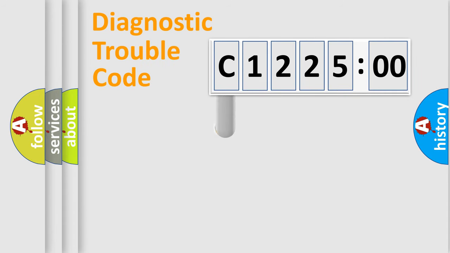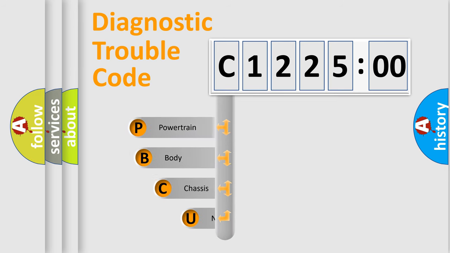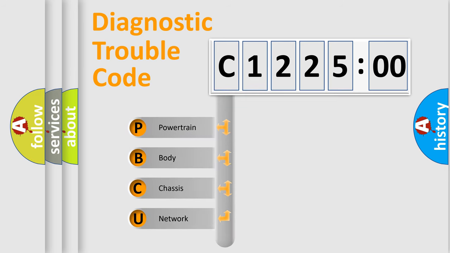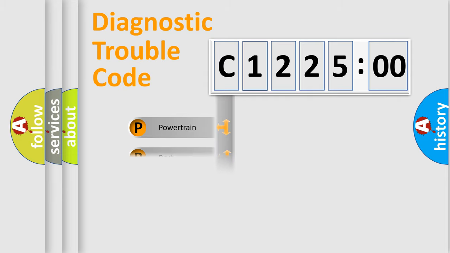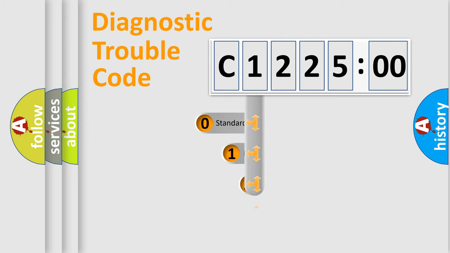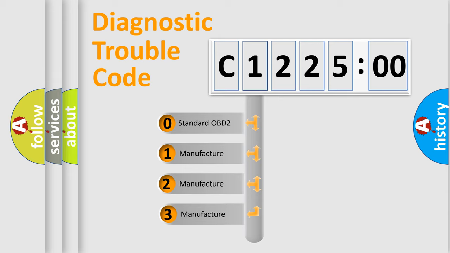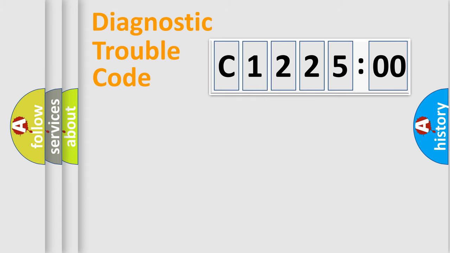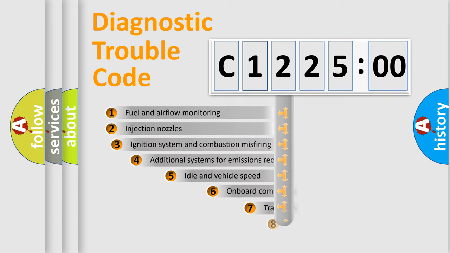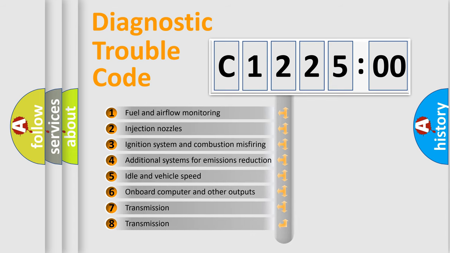Let's do this. First, let's look at the history of diagnostic fault code composition according to the OBD2 protocol, which is unified for all automakers since 2000. We divide the electric system of an automobile into four basic units: powertrain, body, chassis, network. This distribution is defined in the first character of the code. If the second character is zero, it is a standardized error.